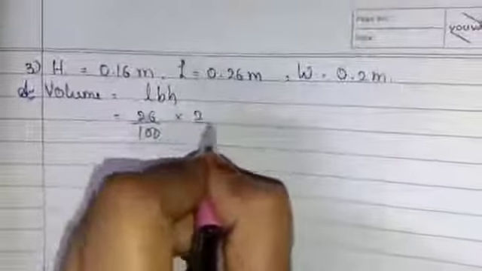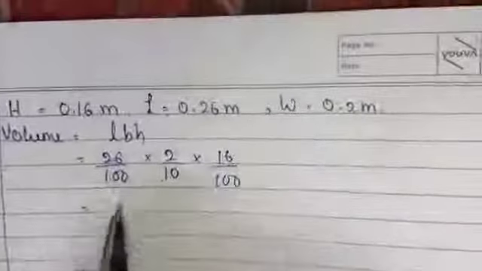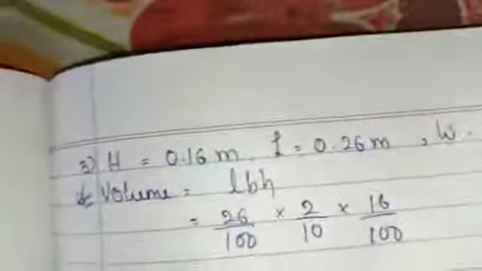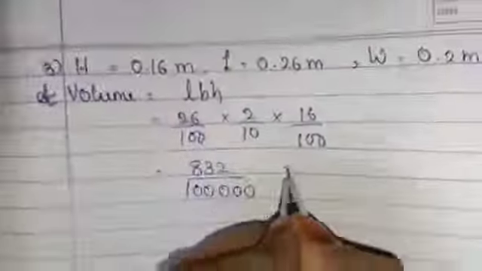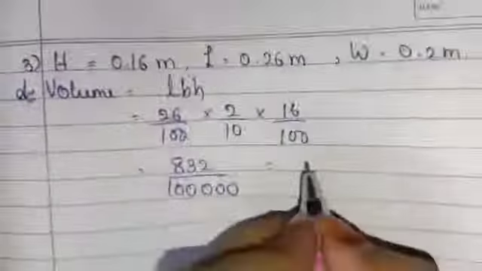So what we will multiply? 26 multiply by 16 will be what? So 416 multiply by 2, we will get 832. So 832 upon 1 2 3 4 5 zeros. Now we have to convert this. So 5 zeros there, so 0.00832. So like this way, we got the answer in cube meter.